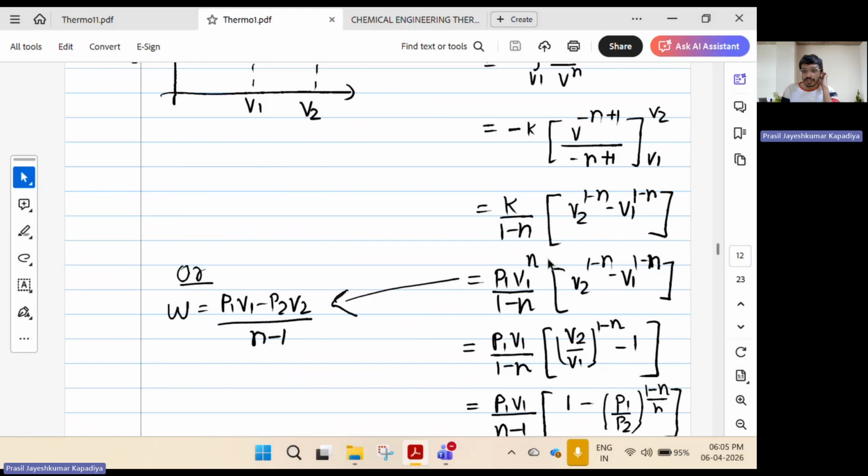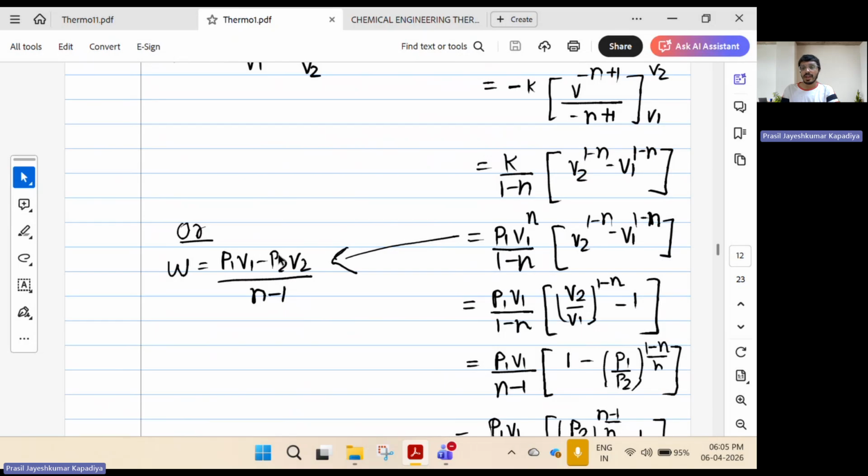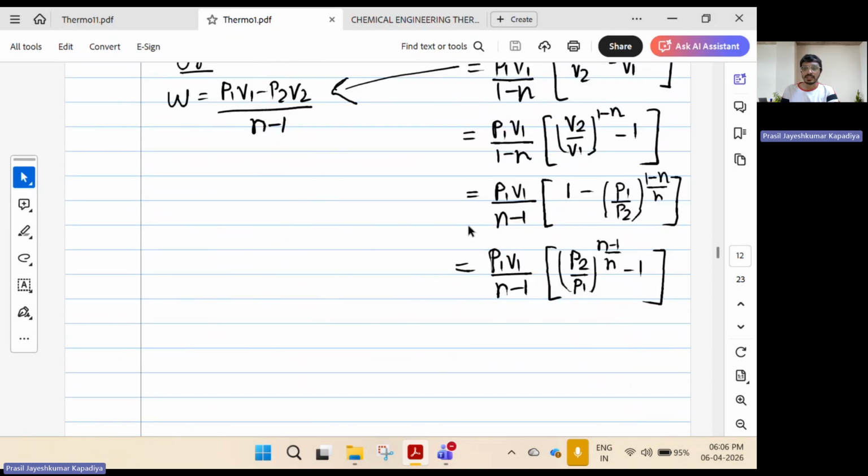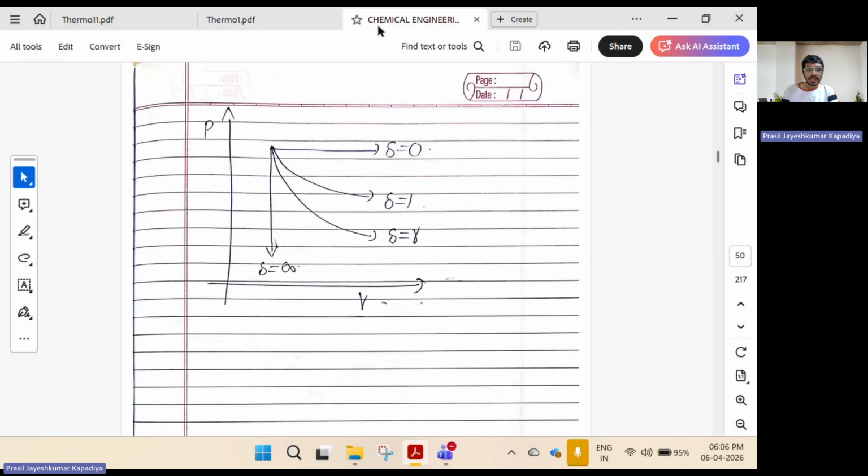So I get, okay, there should be... okay. So I get this formula W is equal to P1 V1 minus P2 V2 divided by N minus 1 in one way. And in another way, if I divide by this V1 raised to N here, I get my equation in this term: P1 V1 divided by N minus 1, times 1 minus P2 by P1 raised to N minus 1 divided by N. So this is in case of adiabatic process.